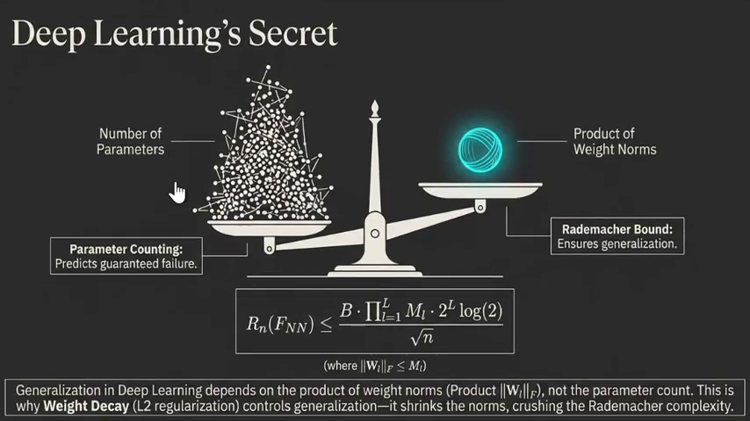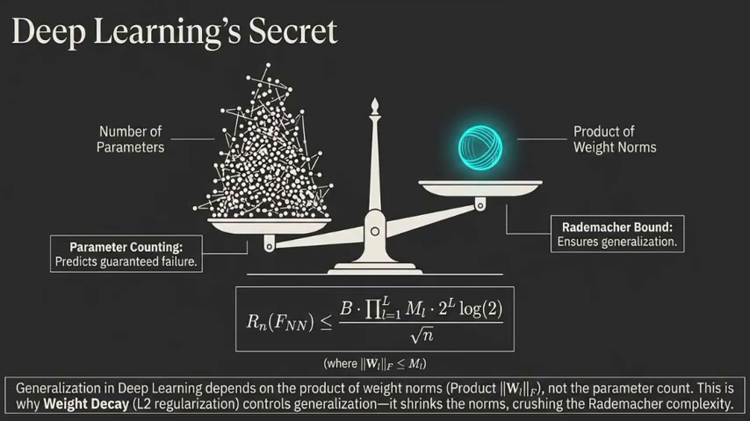Now, classical parameter counting predicts that large networks should overfit badly, and Rademacher analysis shows that the relevant quantity is the product of the layer-wise weight norms, not the total number of parameters. Weight decay, which is L2 regularization, shrinks those norms and therefore shrinks the Rademacher complexity. That is why weight decay controls generalization even when the network has millions of parameters.